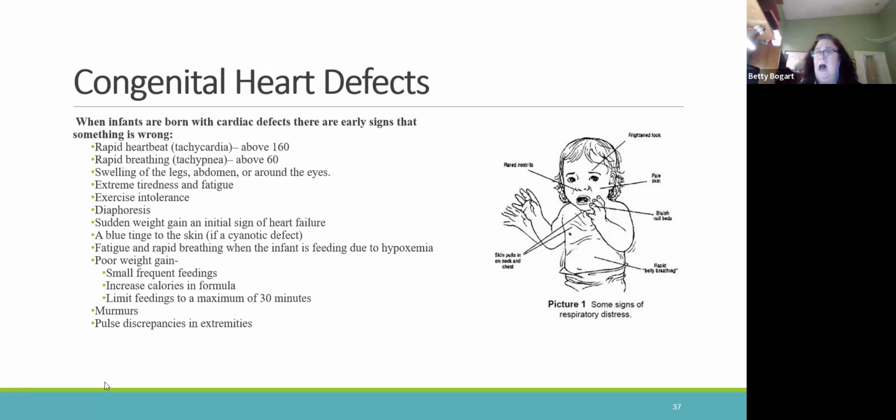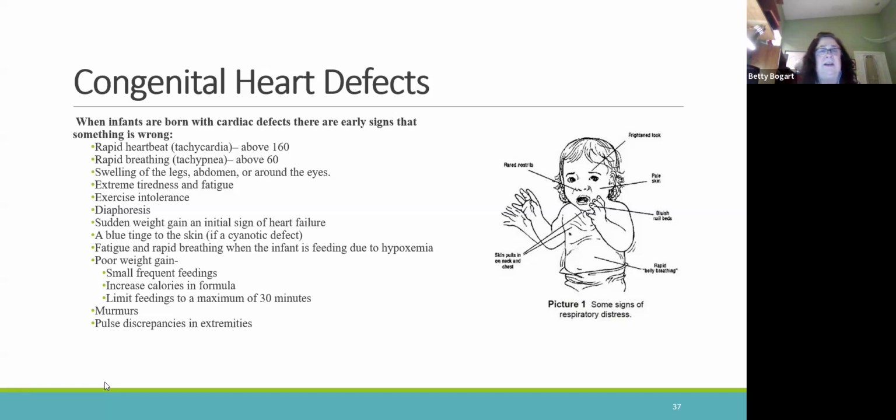Now, how are we going to treat these children? They still need to eat, they still need nursing care, right? So, we're going to do cluster care. We're going to give small, frequent feedings. And then because they tire out quickly and don't eat as much, we're going to increase the calories in the formula. Now, normally the formula is 20 calories per ounce.